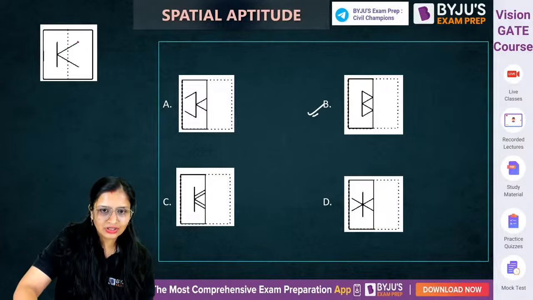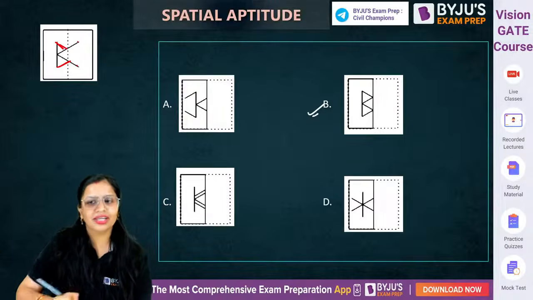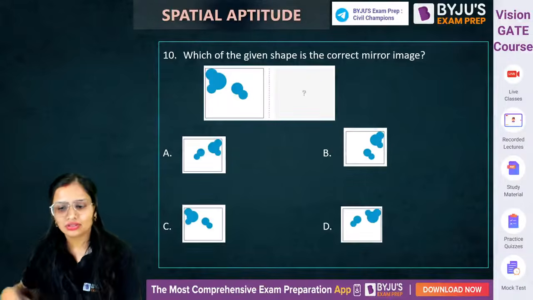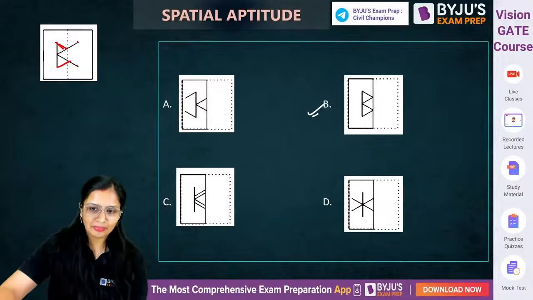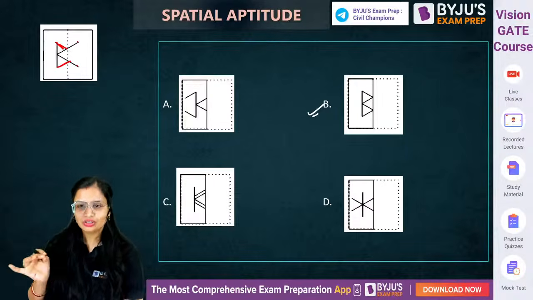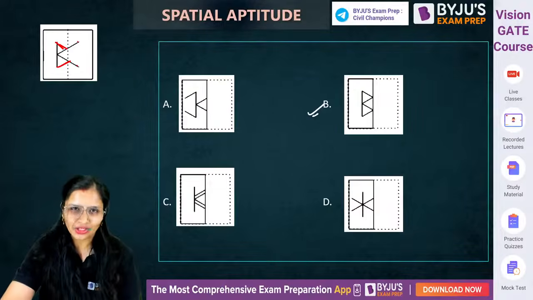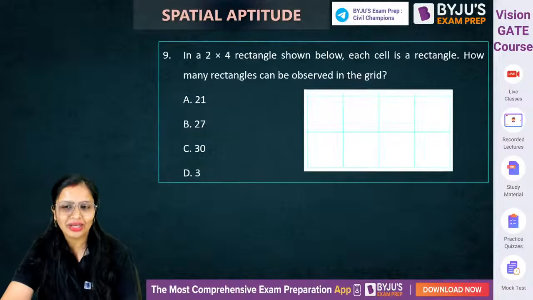This portion will come here, this portion will come here, so it will become like two triangles. Got it? So B will be the shape which you will get. Try to do these questions at home practically so that you can have a better understanding.